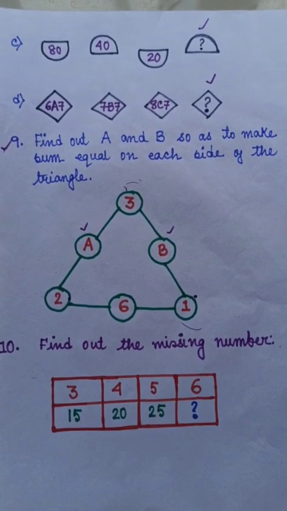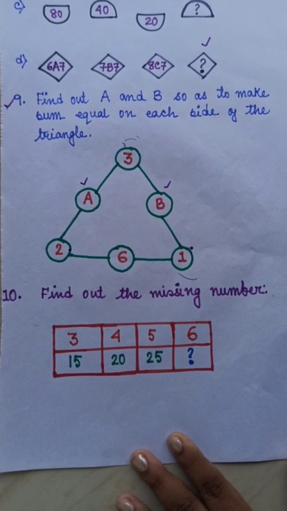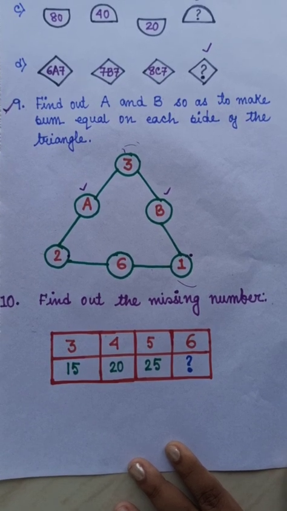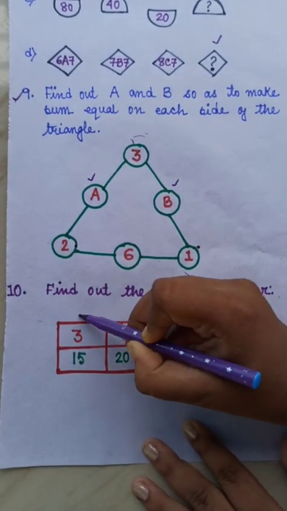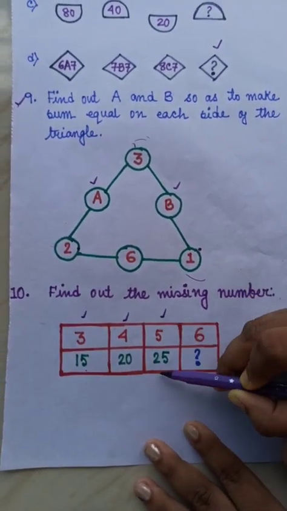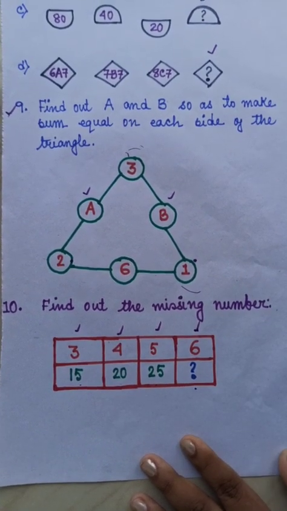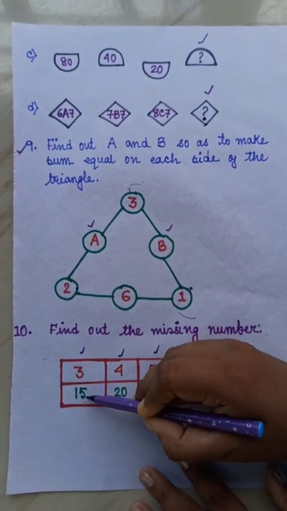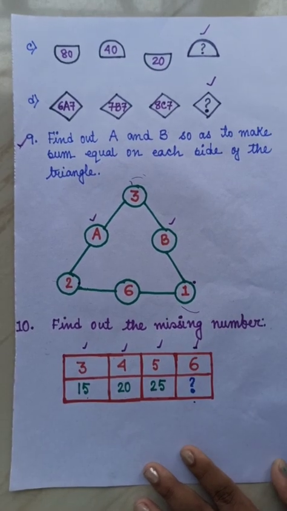Okay. Next comes number 10. That is the last sum. Find out the missing number. It is also in a pattern. Like 3, 15, 4, 20, 5, 25. So if it is 6 here, what will be here? For your convenience, I am telling you one. 3 5s are 15. 4 5s are 20. Maybe it will go in this way.